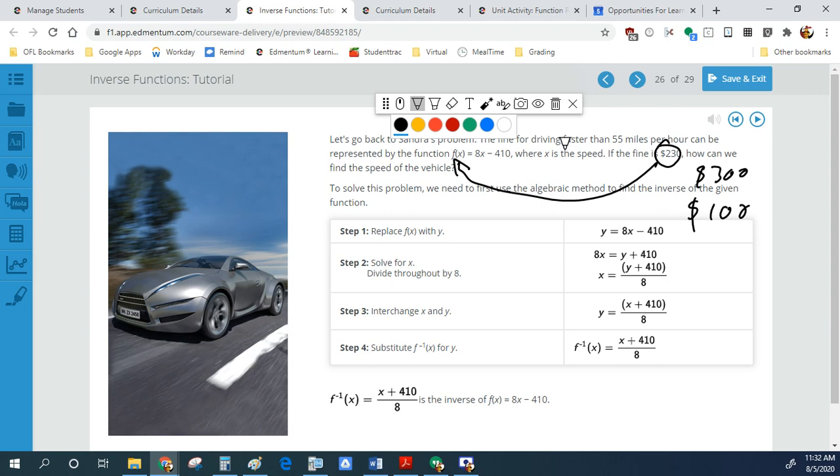So let's say she keeps having all these tickets, and she's like, I want to know what my high score is for speeding. Since this was the biggest ticket, I want to know what my high score is in my speeding, which I do not recommend and I do not condone.